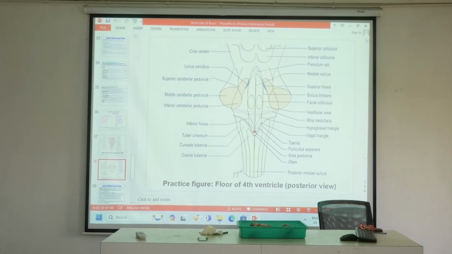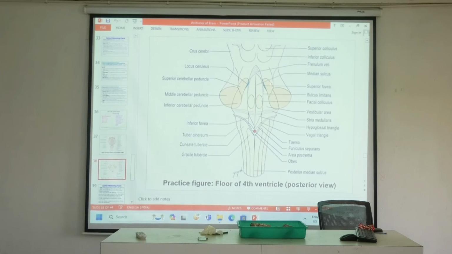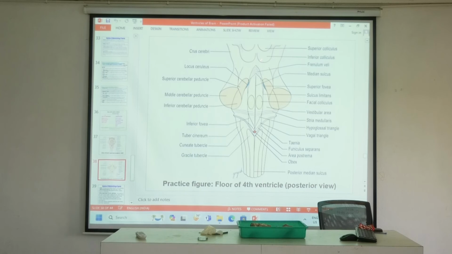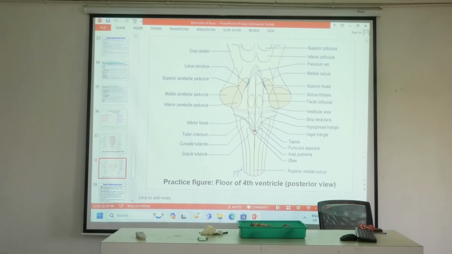These are the striae medullares. Here is the tinea. In this area, here is the area postrema. Here is the obex. Okay, so these are the important ones. And here in the uppermost end, there is the frenulum veli. And this sulcus limitans is the lateral boundary of the median eminence.